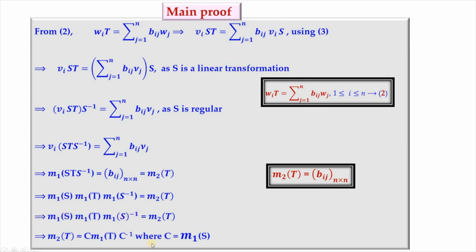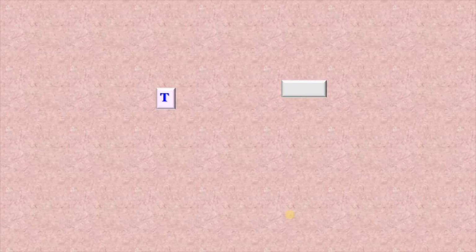So by taking M1 of S as some C, we see that M2 of T is equal to C M1 of T C inverse. So that shows that M1 of T and M2 of T are similar.